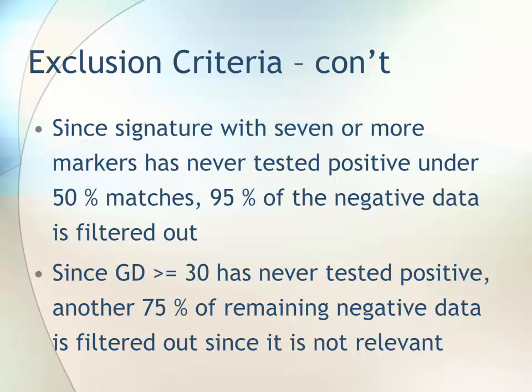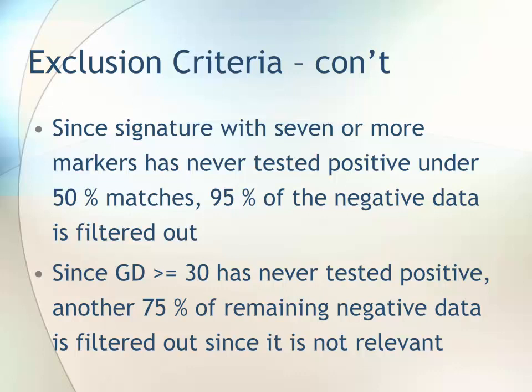Since there's never been any signature with 7 or more that's ever tested positive under 50%, there's no need of including all the negative values for 95% of the negative testing under haplogroup R, because it has almost no effect on the constants. So that gets rid of 90% of the negative data, which greatly reduces the labor in creating the data input.